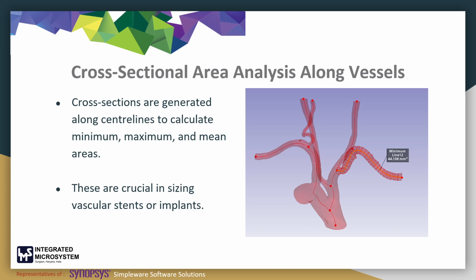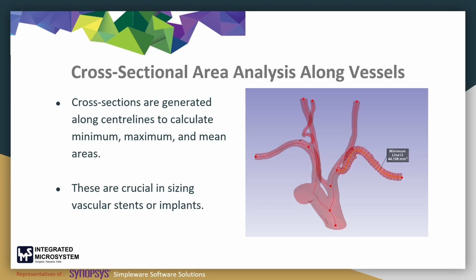In simple way, once centerlines are completed, cross-sectional planes can be automatically generated at regular intervals orthogonal to vessel paths. The software then calculates the minimum, maximum, and mean areas of these slices and presents them as both visual overlays and quantitative data.